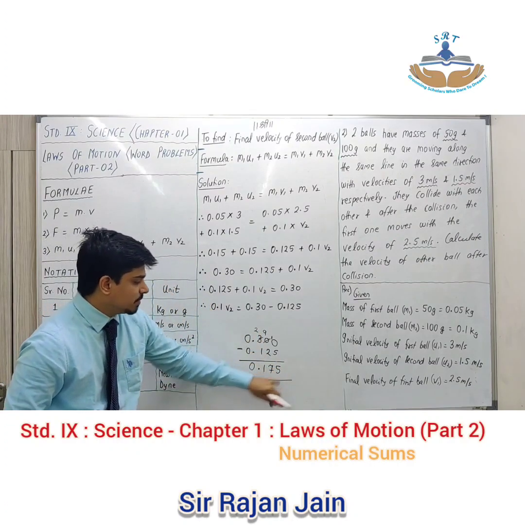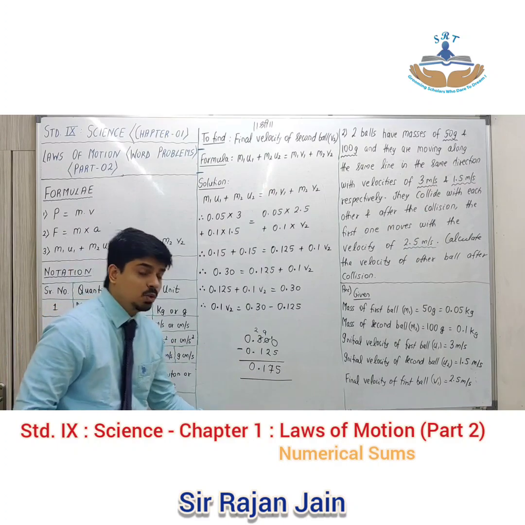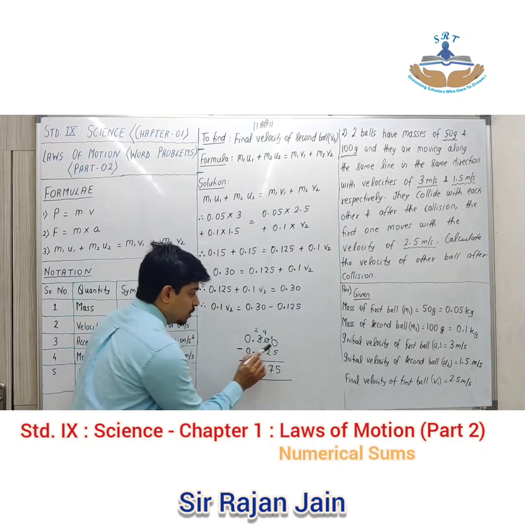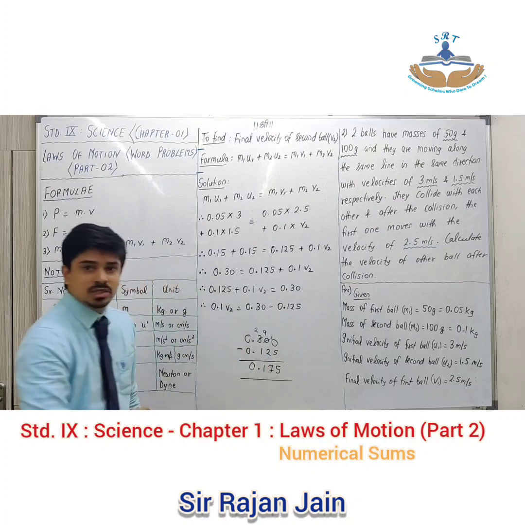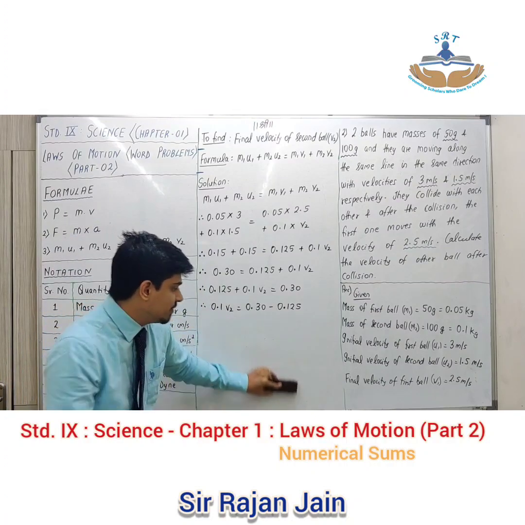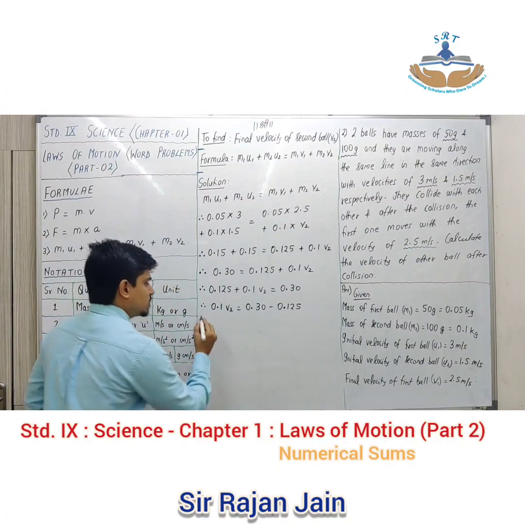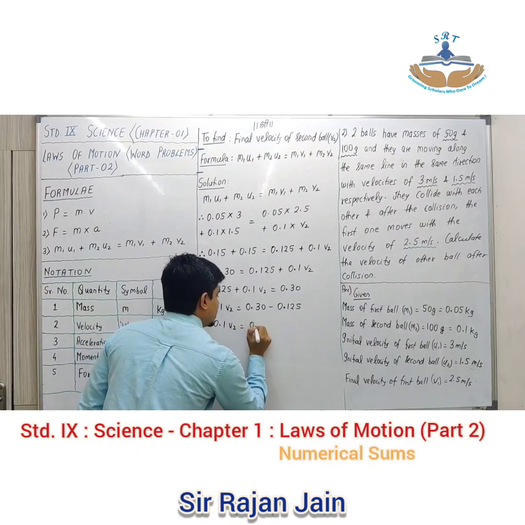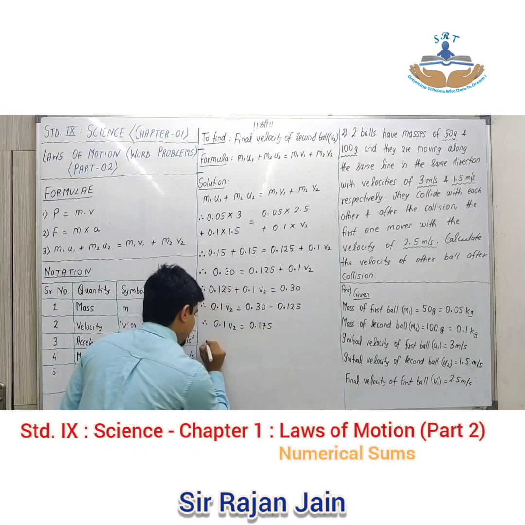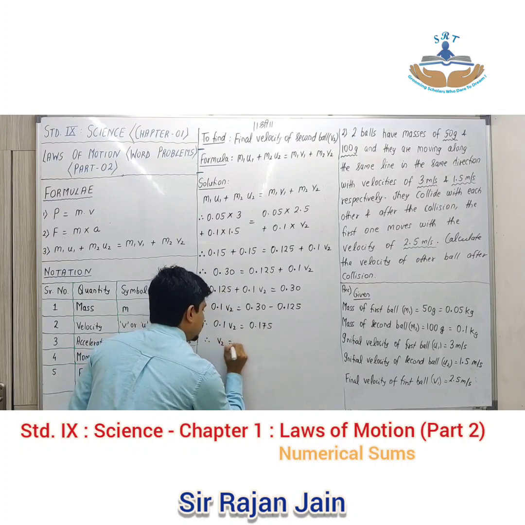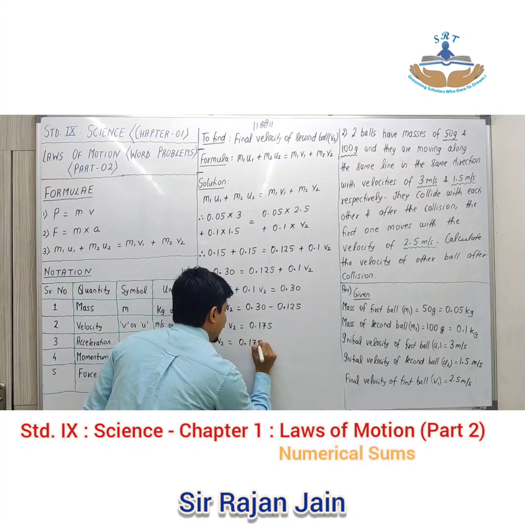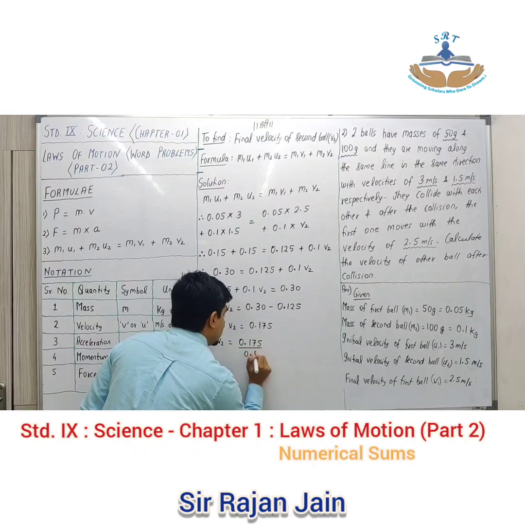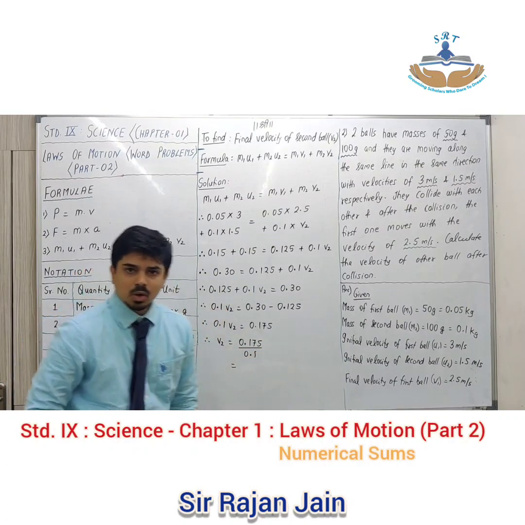So my answer for the subtraction part is what? 0.175. Okay, don't forget to write this 0 when you subtract. 0.175 याद रखना. That was the answer of subtraction. Therefore 0.1 V2 is equal to 0.175. Therefore V2 is equal to 0.175 upon 0.1. Okay, clear?